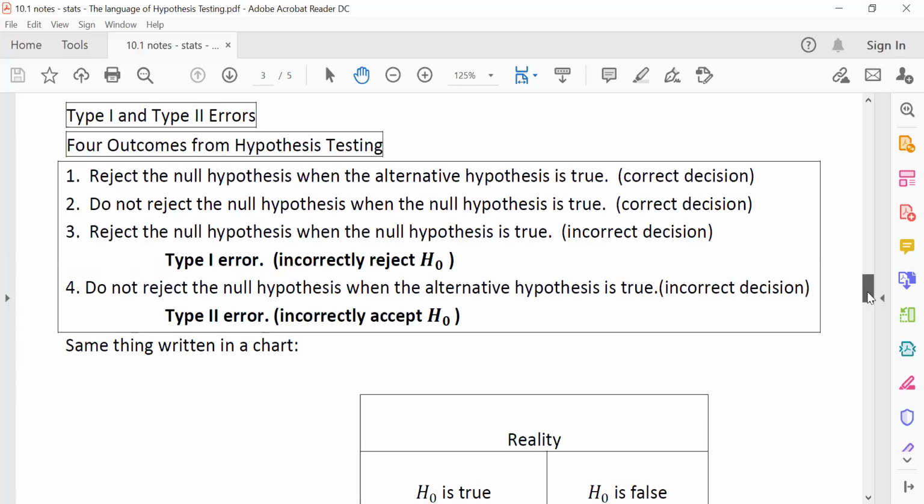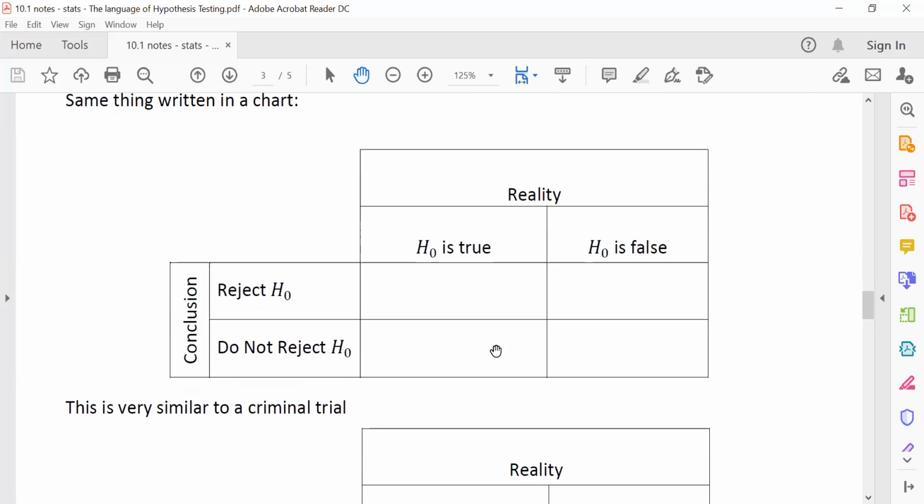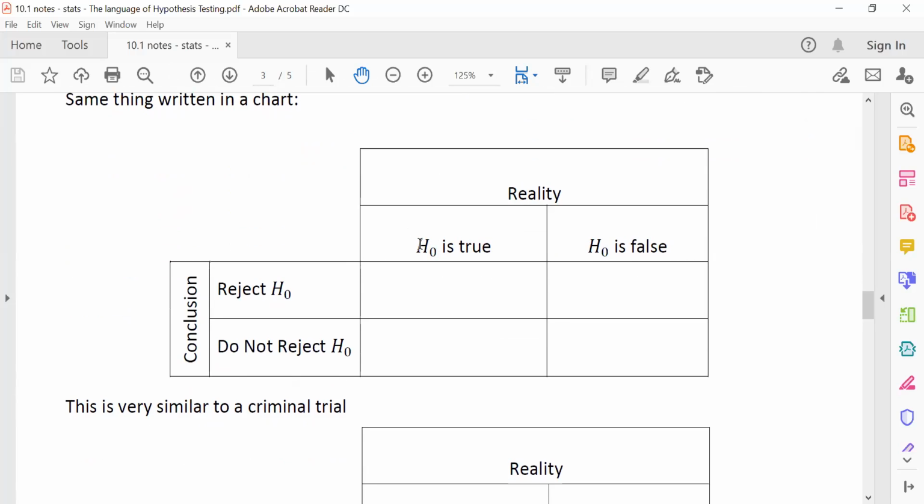So there's only so many decisions we're going to make. There's four possibilities. Your null hypothesis, in reality, whether you can truly know it or not, is either true or false. Whatever you're assuming is null, whatever you're assuming for the status quo, is either true or false.